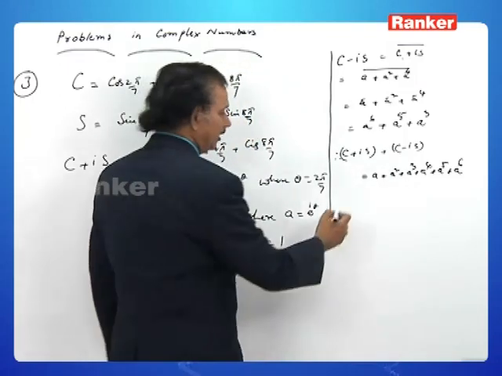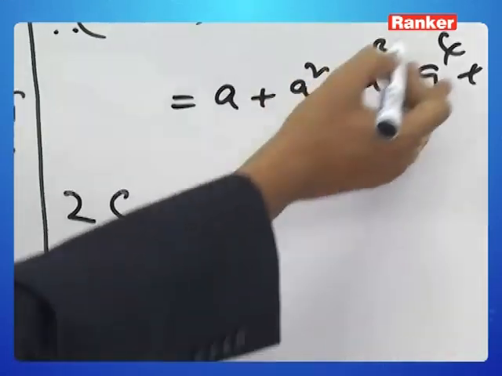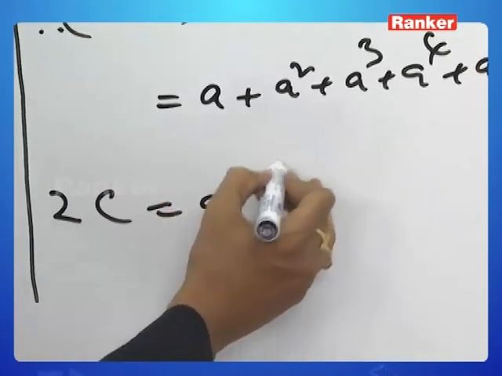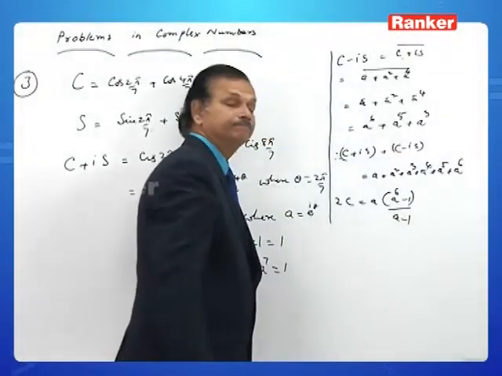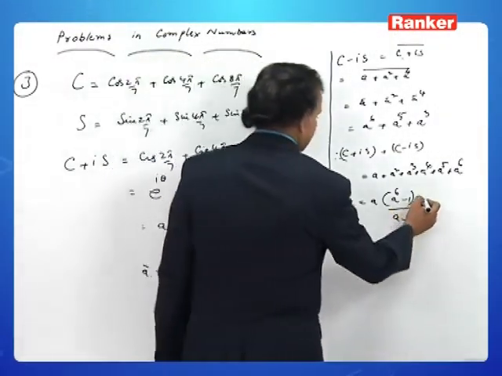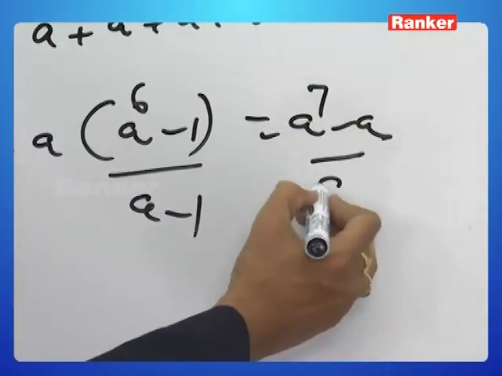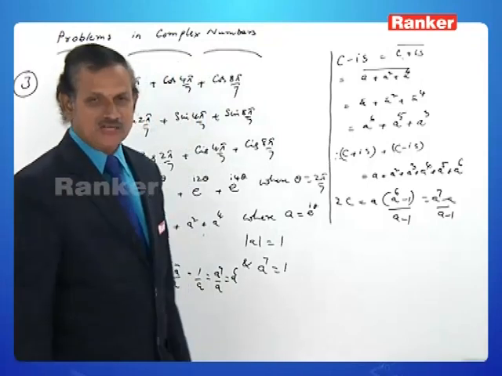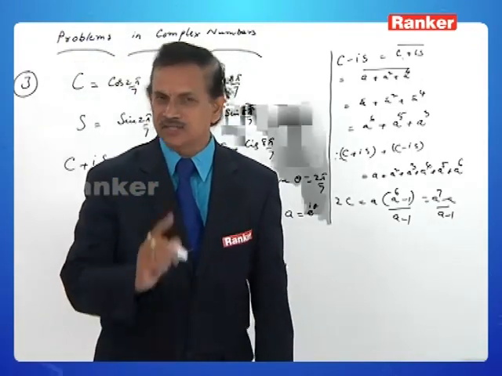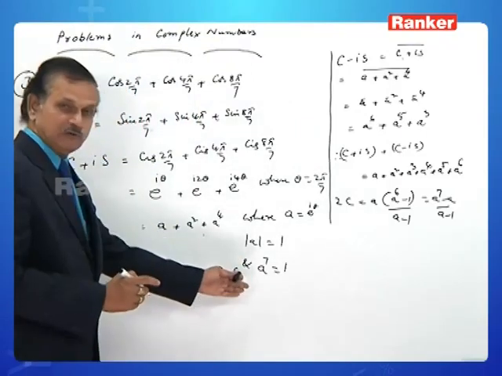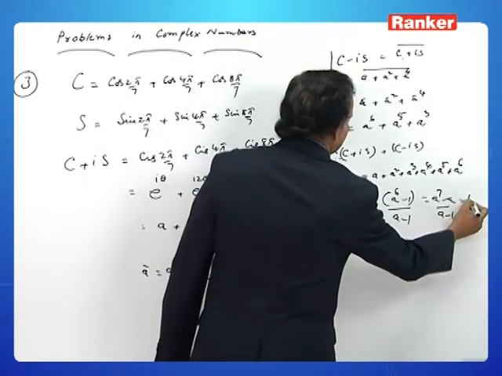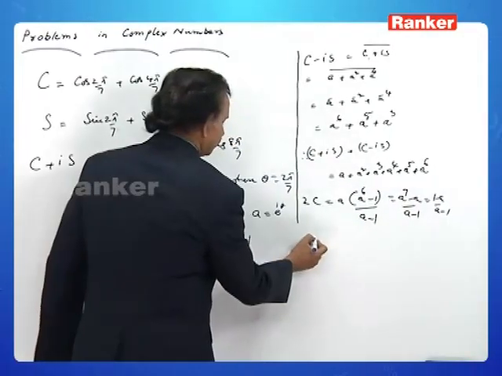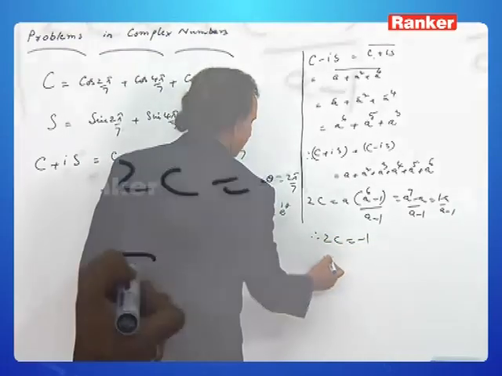iS and iS will go away, leaving you 2C is equal to, it is a GP, hence it is A into R power n minus 1 by R minus 1. But A into A power 6 is A power 7 minus A by A minus 1. You see, by A power 7 we can replace 1 because A power 7 is 1. We could have already noted it. Hence it is 1 minus A by A minus 1. Therefore, 2C is equal to minus 1 implies C is equal to minus 1 by 2.